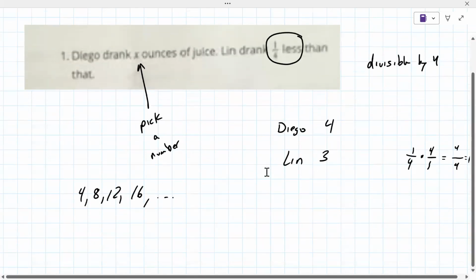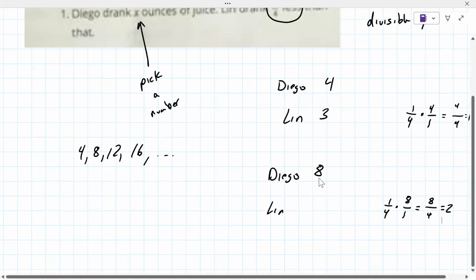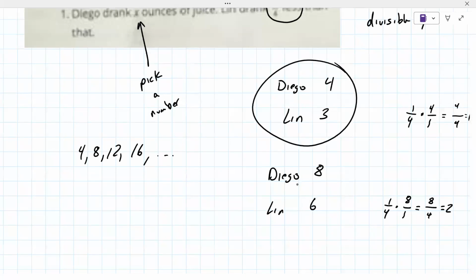Now let's just say you went with a different set of numbers. Let's say Diego drank 8 ounces of juice. Lynn is 1/4 less. We need to figure out what is 1/4 of 8. You're multiplying the tops, multiplying the bottoms. 1 times 8 is 8. 4 times 1 is 4. That becomes 2. Lynn drank 2 ounces less than Diego. 2 ounces less is 6. You see that these are in the same ratio, like 4/3 is the same as 8/6. Okay, so you're looking for a picture that illustrates this ratio.